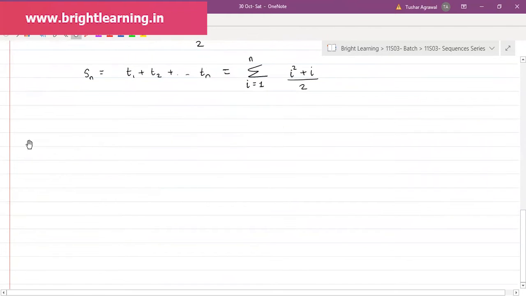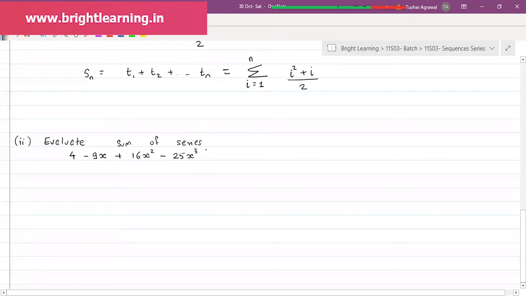So let's say now evaluate this second one. Evaluate the sum of the series 4 minus 9x plus 16x square minus 25x cube plus 36x to the power 4 minus 49x to the power 5, and so on up to infinite terms.